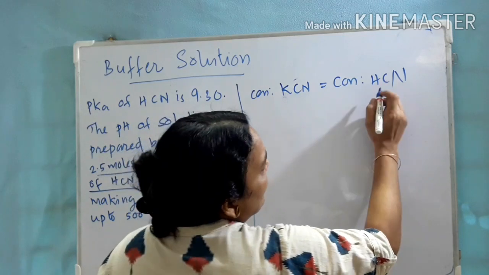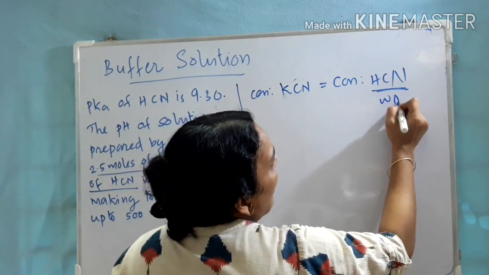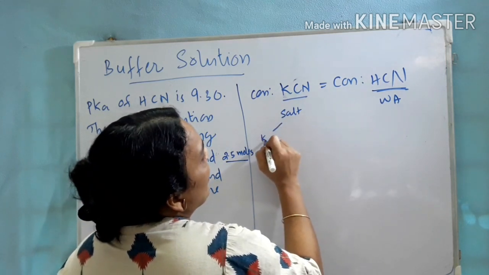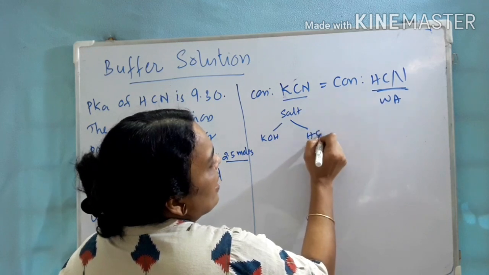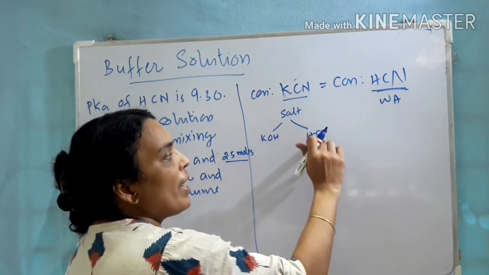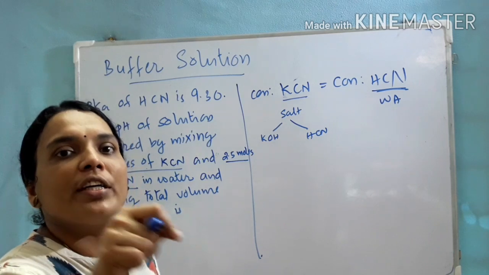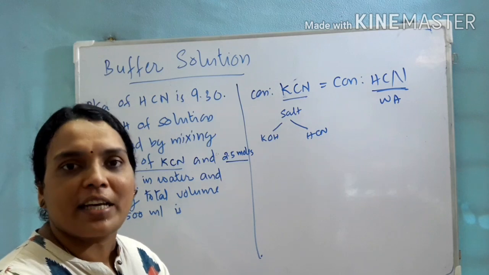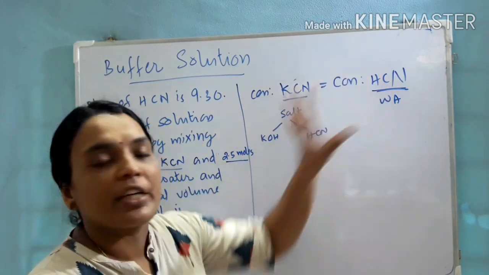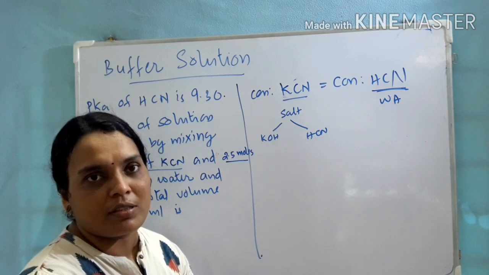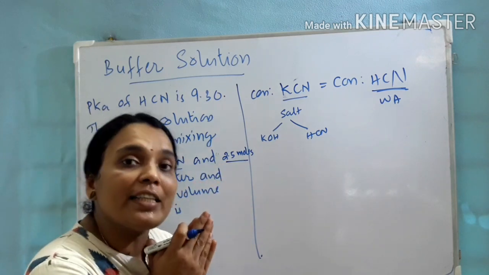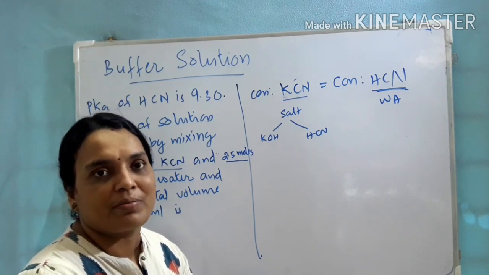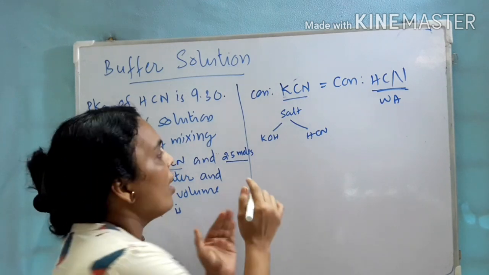Now look here, this is HCN, a weak acid. This is KCN, a salt formed from KOH and HCN. So KOH is a strong base, HCN a weak acid. So it is a buffer. First of all, we want to identify that it is a buffer. So equal concentrations of KCN and HCN are mixed together. If we identify it is a buffer, directly we can substitute the values in the buffer Henderson equation. Isn't it? Okay.